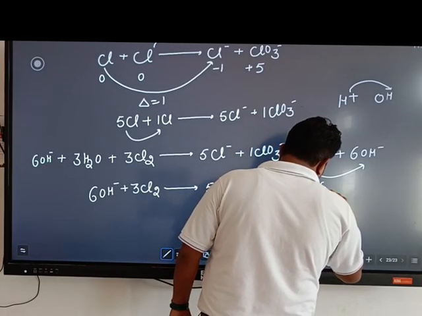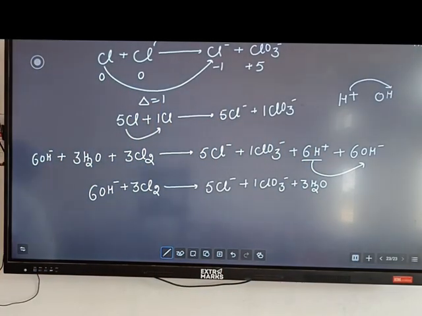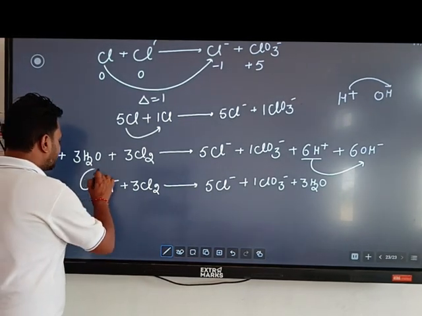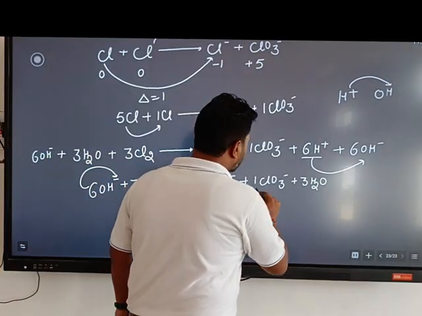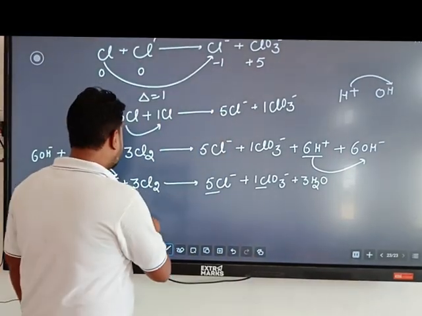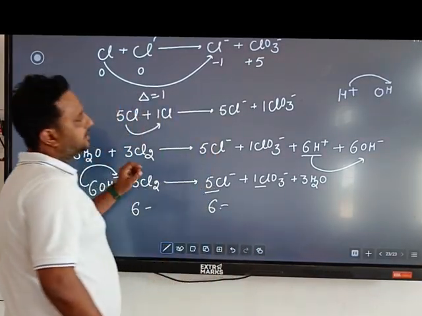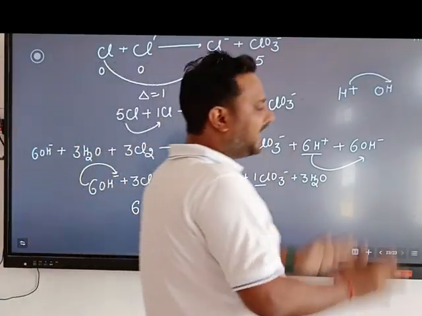So now it is the final balanced reaction, and this can be checked with the help of total charge. So on the reactant side the total charge is 6 minus, and on the product side there is 5 minus plus 1 minus. So both sides have equal charge, that is 6 minus. It means now this reaction is balanced.